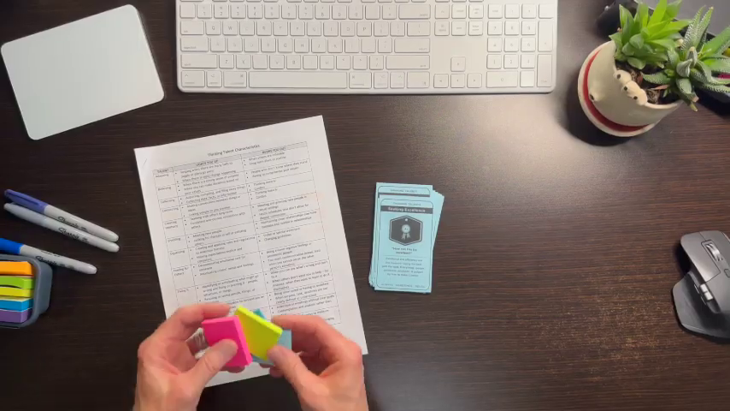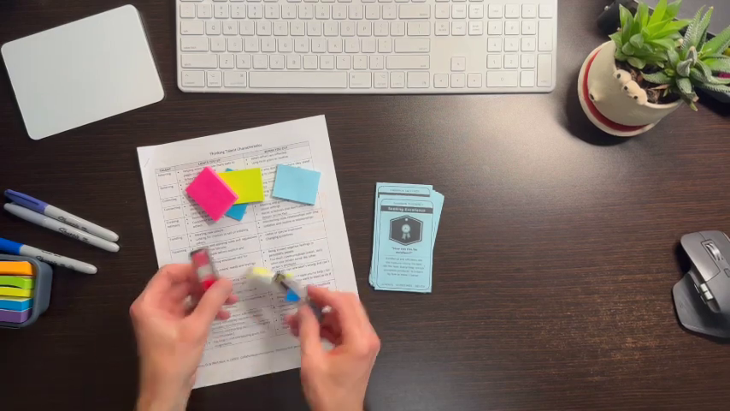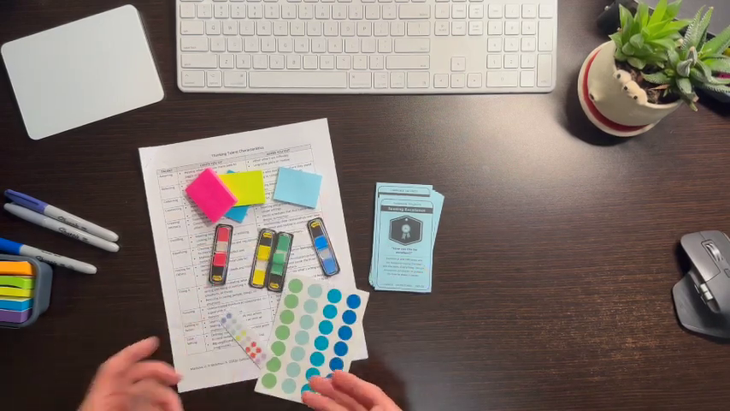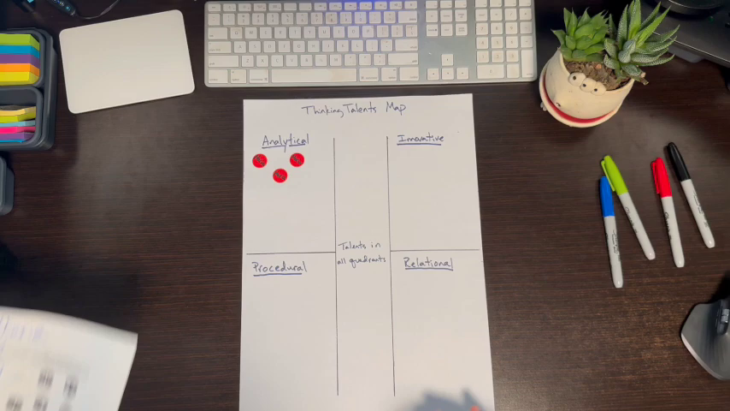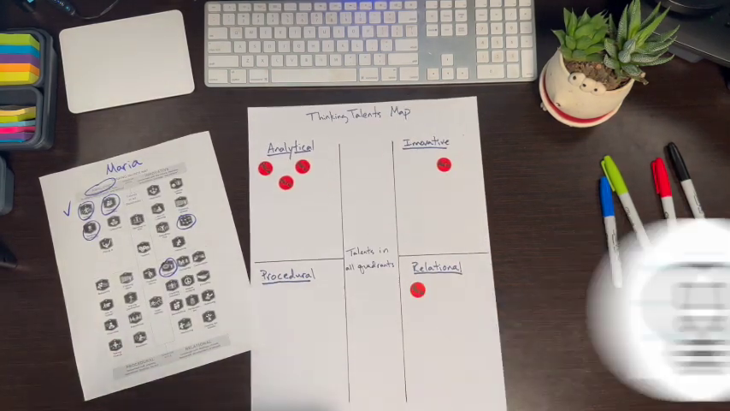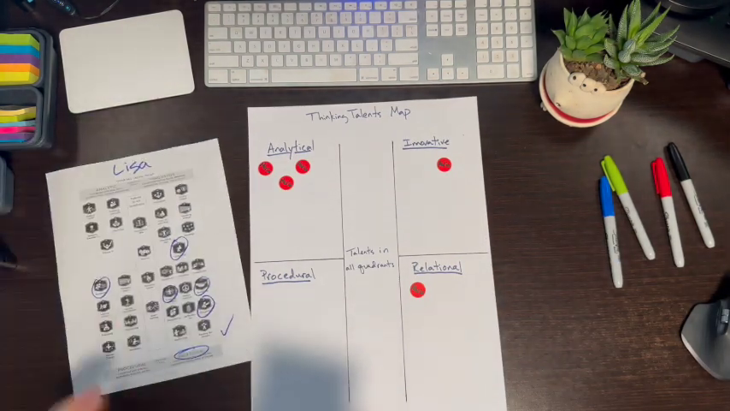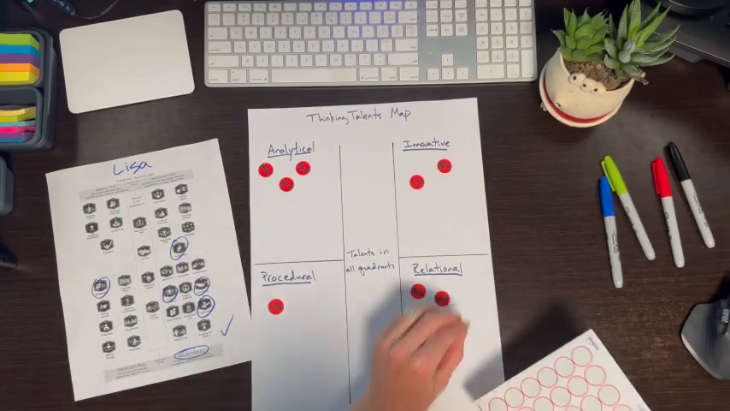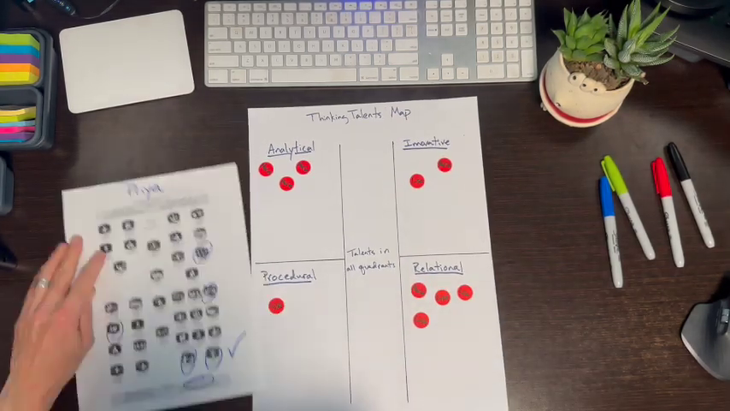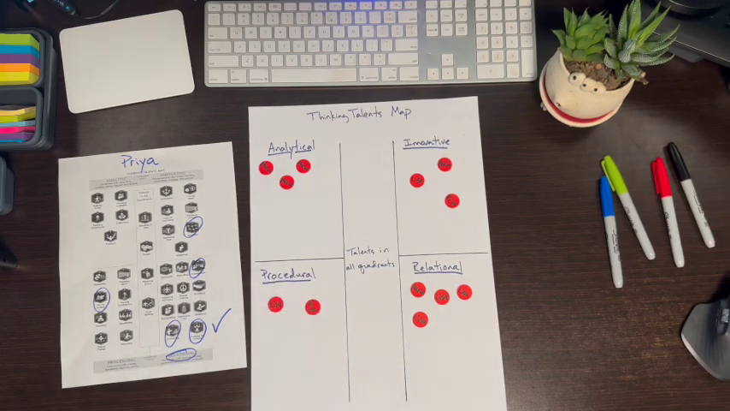Have team members now take sticky notes or flags or dots and populate the blank map. Pro tip, consider making a hand-drawn template of the map on chart paper so that it's big and everybody can see each other's sticky notes.